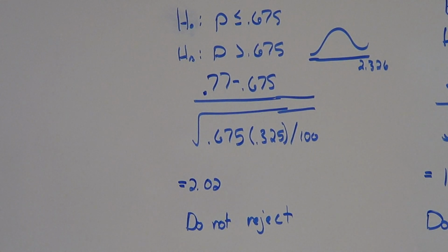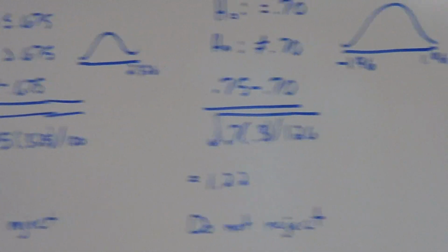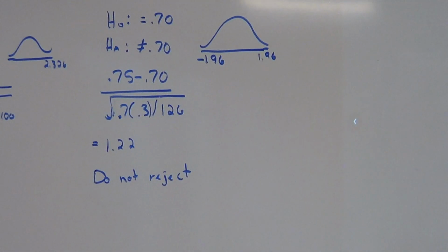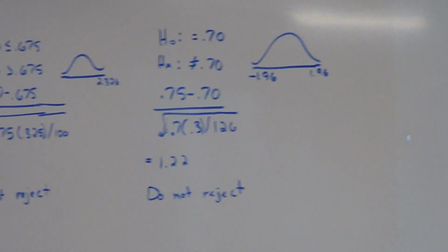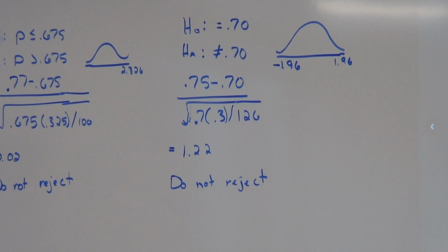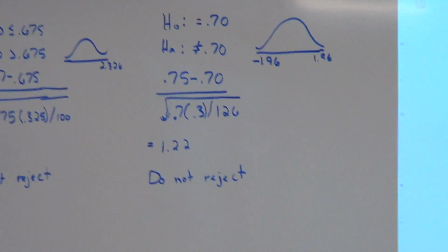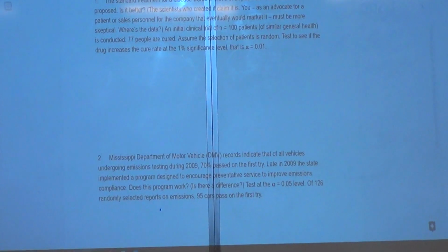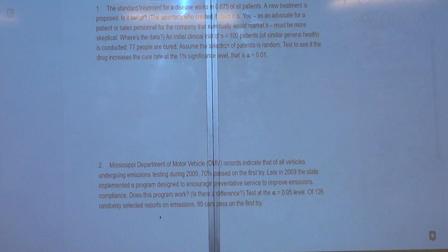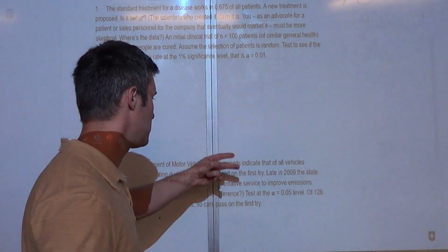On number 2, it gives us an alpha value, and it wants to test to see if it's equal to it. So let's go back. We want to test, is it equal to? Is there a difference between it? Let me show it to you again. It says test at the 0.05 level of significance, does this program work? Is there a difference? That's all it's asking for right here. So it's a two-tailed test.